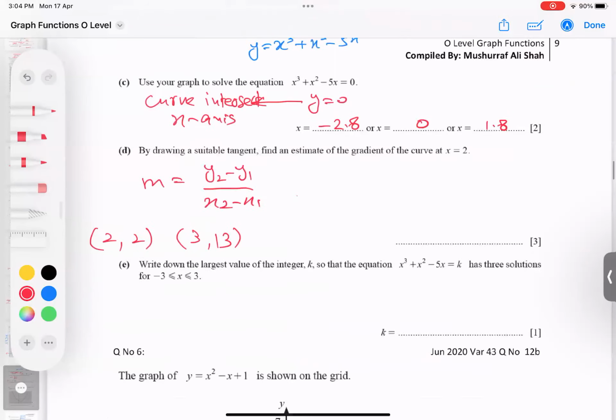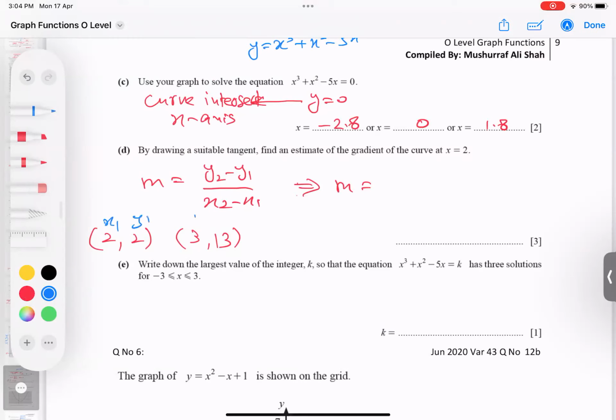I'm avoiding the negative values. Have a look, please. What is the formula now? I label it here: X1, Y1, X2, Y2. In this way, the chance of mistake reduces. So Alhamdulillah Rabbil Alameen, the gradient is 11. So the gradient is equal to 11.